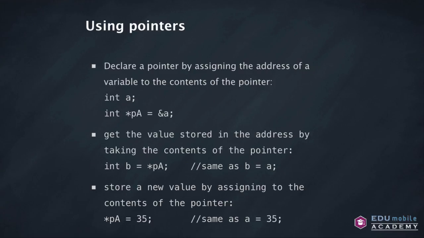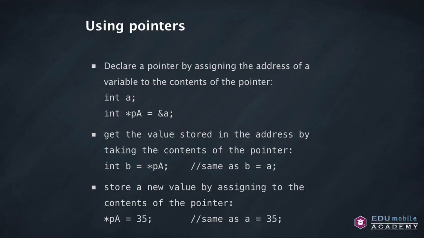So how do we use pointers? Well, simply, we declare a pointer by assigning the address of a variable to the contents of the pointer. So here we have an integer A. It can store any int value, 4 bytes. Now we have an int star PA. The contents of PA becomes the address of A. So we declare a pointer by using the contents of operator: int star, char star, float star, double star. We get the value stored in the address by taking the contents of the pointer then.